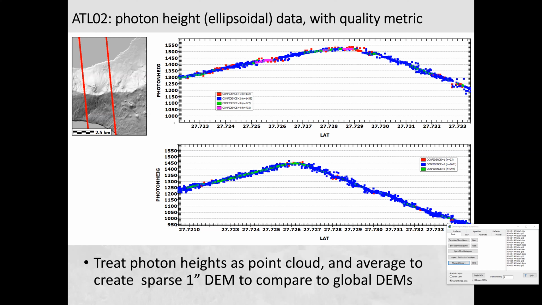So these are examples of 2 of them. The photons come with a confidence interval. But I think at this scale, again, this is pretty good relief because this is a 1,500 meter high edge of a volcanic crater, so there's a lot of noise there. But it does allow us to create a very sparse 1 arc second DEM with a reasonable number of points.